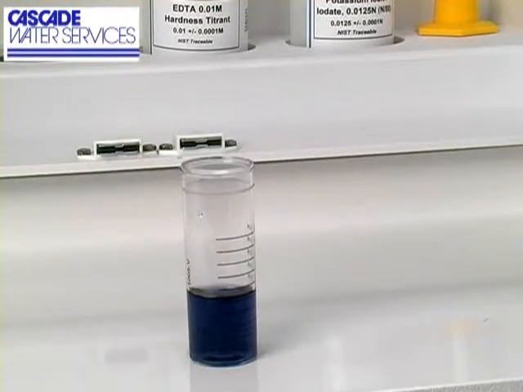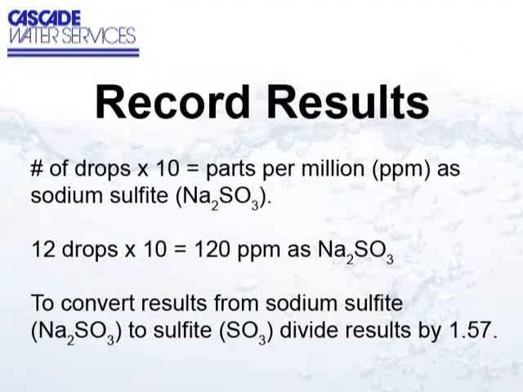blue. In this example, each drop was equivalent to 10 parts per million as sodium sulfite. The sample took 12 drops to reach the endpoint, therefore, this sample contains 120 parts per million as sodium sulfite. This concludes our demonstration of the sulfite drop count test kit.